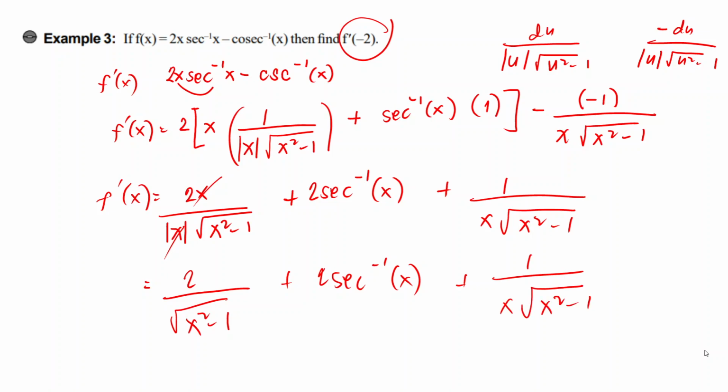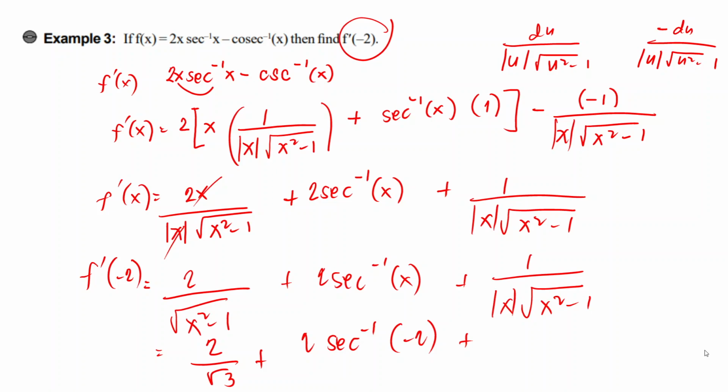Okay. Ngayon, sabi niya f prime negative 2. Okay, so substitute natin. 2 squared 4 minus 1, this is square root of 3 plus 2 inverse secant of negative 2 plus this is absolute value ha. Okay. Pag absolute value yan, so this is 2 pa rin. This is square root of 3. Okay, so ganyan po siya. Ngayon, kunin natin yung value. If we substitute, kunin na natin yung total value.